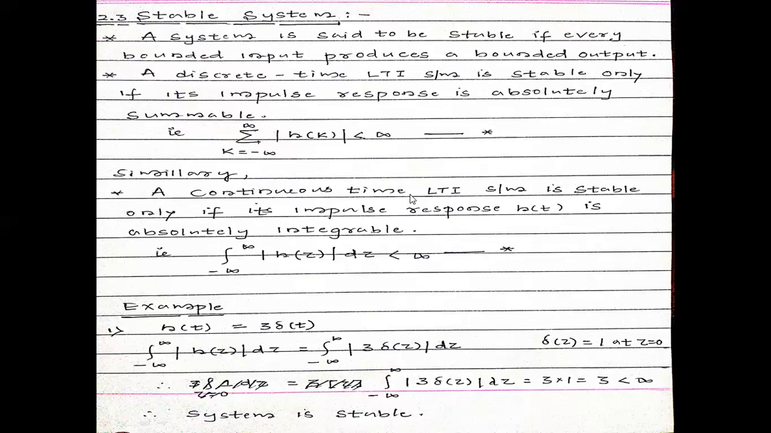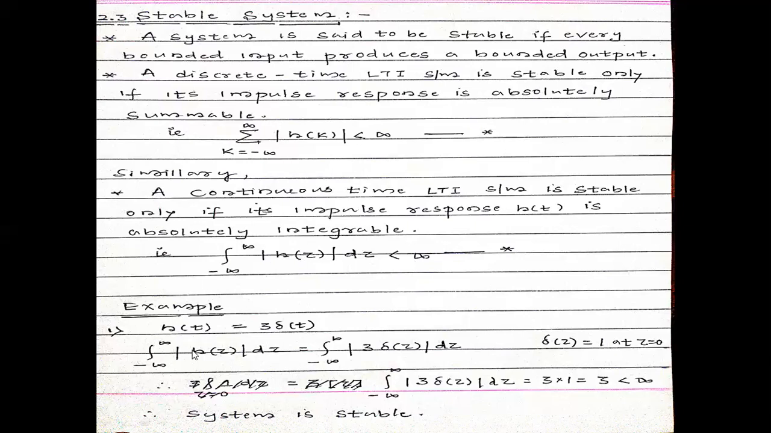Similarly, a continuous time LTI system is stable only if its impulse response h of t is absolutely integrable, right? Because it is a continuous time system, you cannot consider the summation here. You have to consider the integration, and this integration has to be absolutely integrable. When you integrate this, you have to get a finite value. Then only we can say the continuous time LTI system is stable, otherwise it is unstable, right?